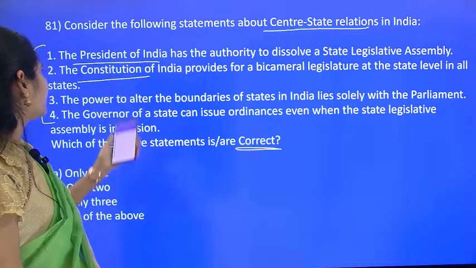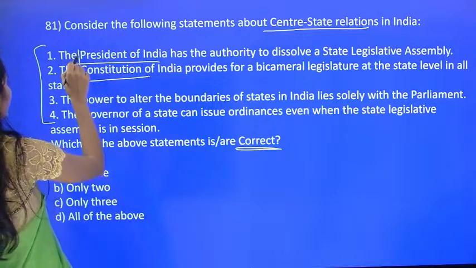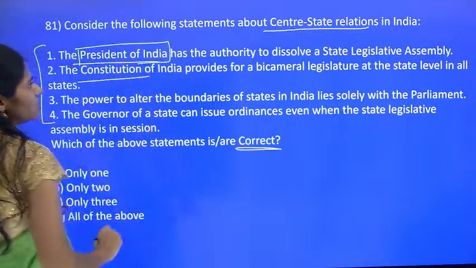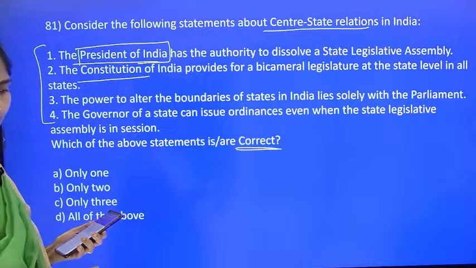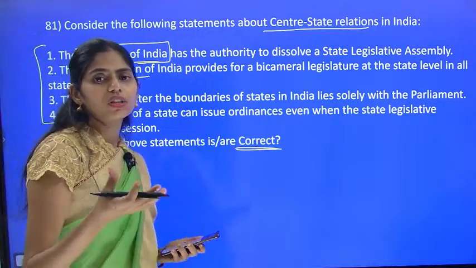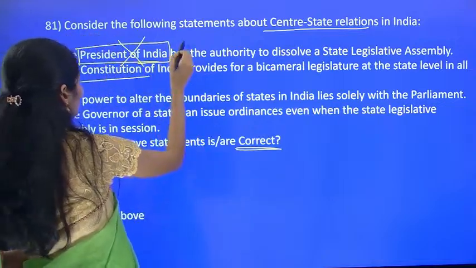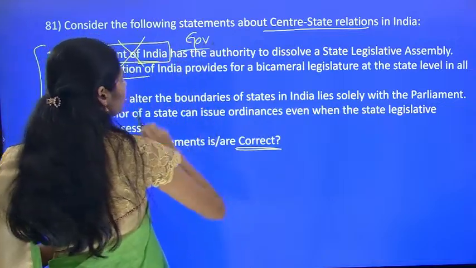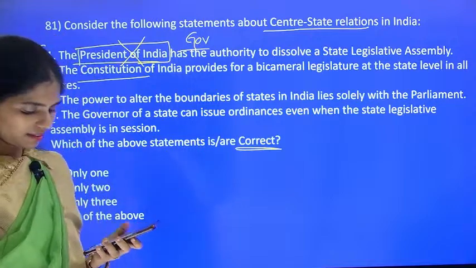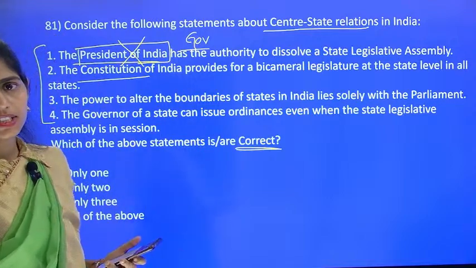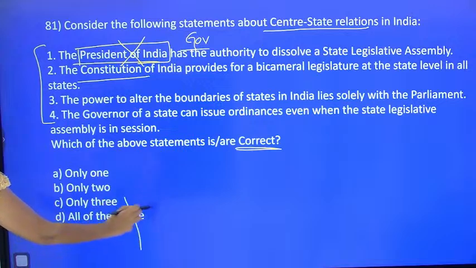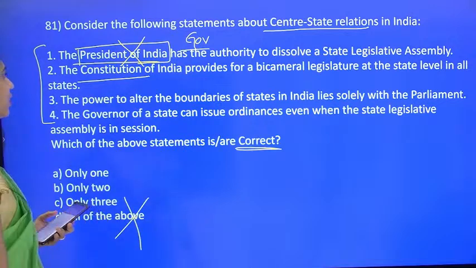Okay, let us see this first statement. It is saying the President of India has authority to dissolve the state assembly. But who is the highest authority in the state? That is the governor. So it is not the power of the President of India, it is the power of the governor to dissolve the state legislative assembly. So the first is incorrect, students. Okay, we can remove this all of the above option.